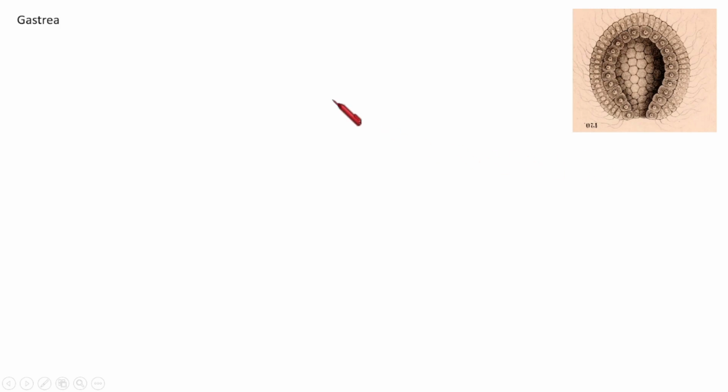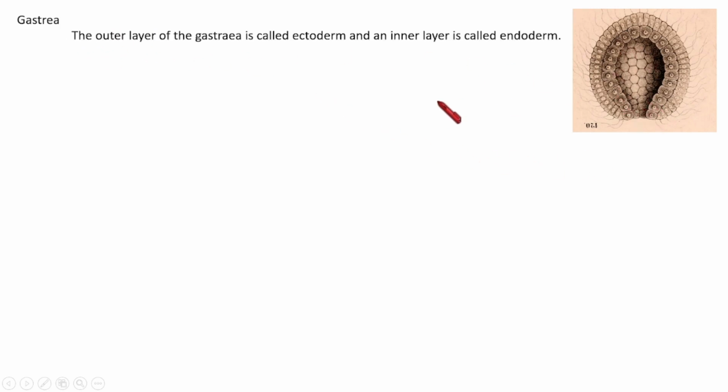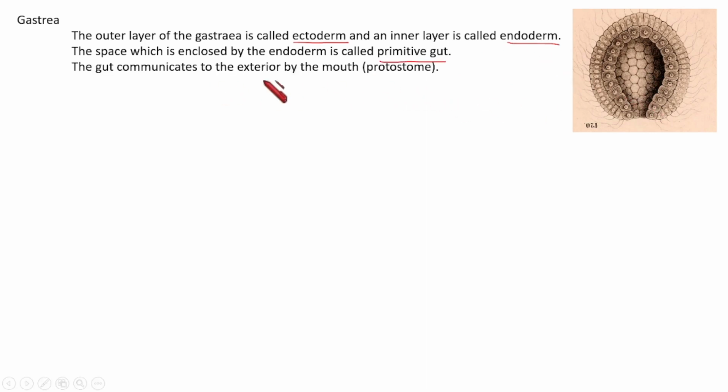Okay, and we can see the gastraea here. As we look at this picture, we can see that the outer layer of the gastraea is called ectoderm, and the inner layer is called endoderm. The space which is enclosed by the endoderm is called the primitive gut, and the gut communicates to the exterior by the mouth or protostome. Okay, these are the points regarding the gastraea.